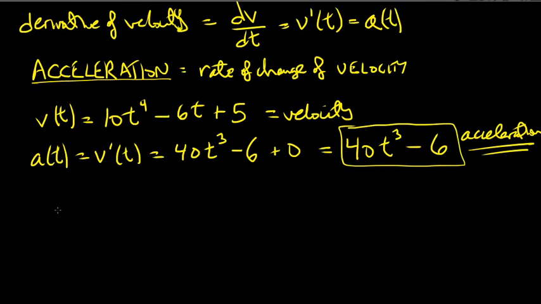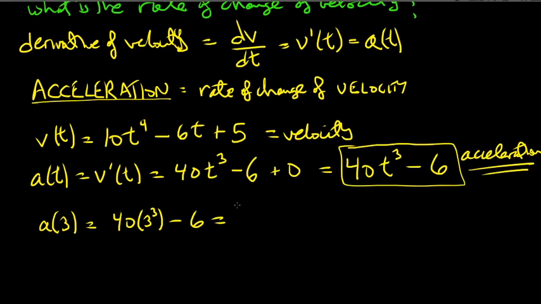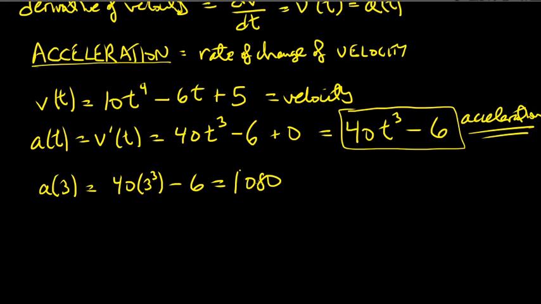Okay. So what's the acceleration after 3 seconds? Well, plug in 3, right? So 40 times 3 cubed minus 6. Okay, so 40 times 27 is 1080. Oops, sorry. Didn't mean to do that. 1080 minus 6 is 1074.